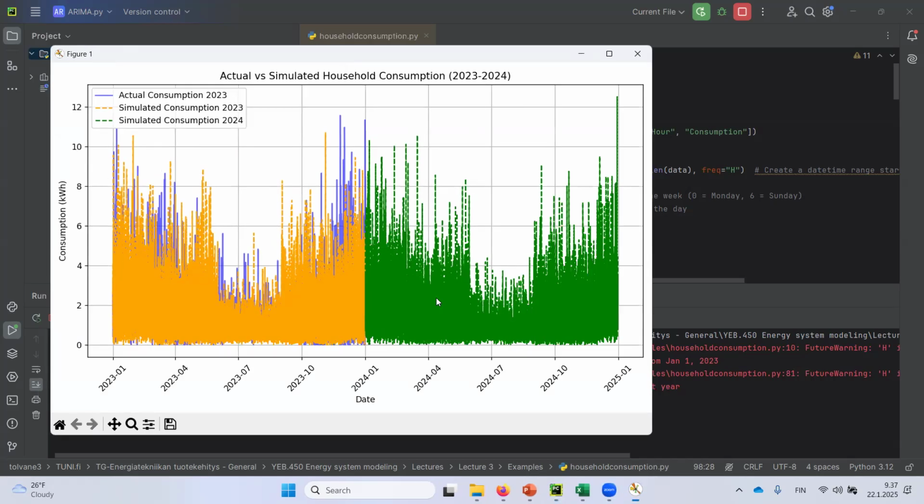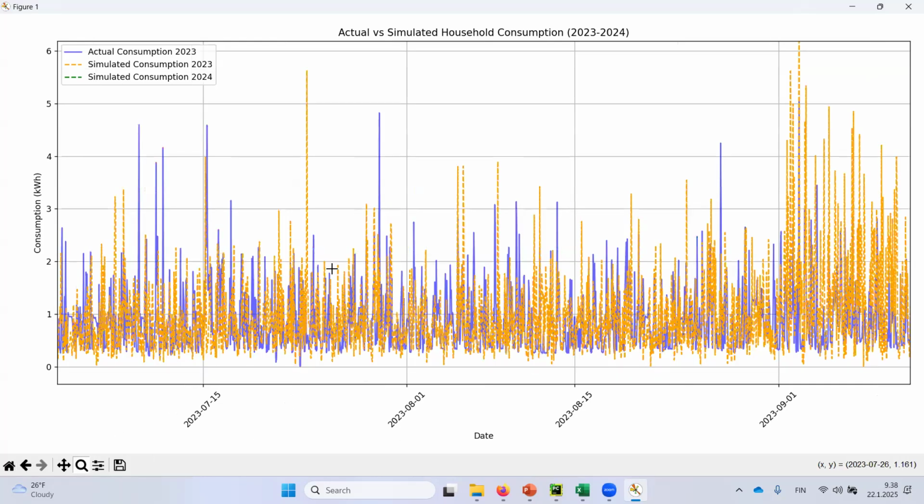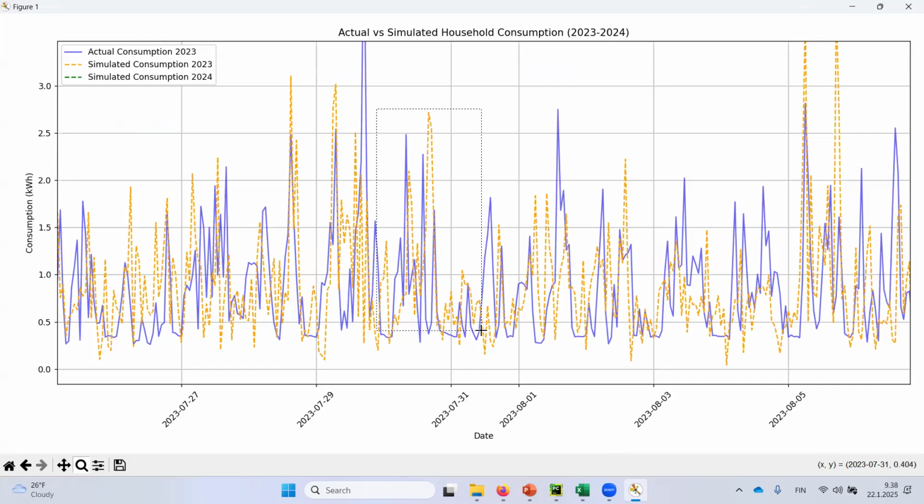So what it's going to give me is an estimation, or rather, the training data was 2023. So this training looks somewhat good.